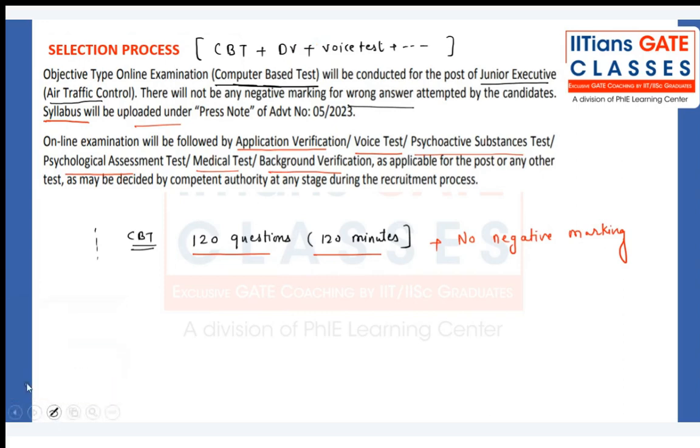Because according to the profile of ATC, you might have seen the headphones they wear, and they talk through them because they have to communicate properly in big airports, domestic and international. They have to send the proper signal and proper information about which flight is going to come and which flight will be taking off. All those things will be done by ATC persons, right? That is the duty of ATC Junior Executive.